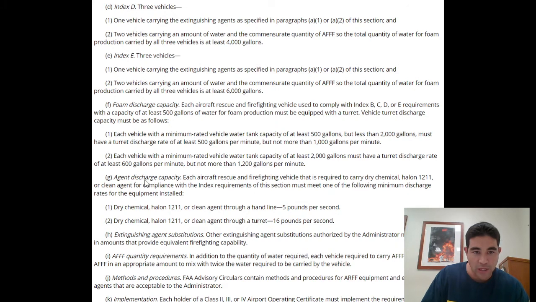And then once you get into your agent discharge, your auxiliary agents, so you're carrying your dry chem. Your dry chem through a hand line has to be at least 5 pounds per second, and your dry chem or halon through your turret needs to be 16 pounds per second. So FAA will ask that too. What is the standard for dry chem, hand line, and turret? And you can say 5 pounds per second and 16. That's what they're looking for.